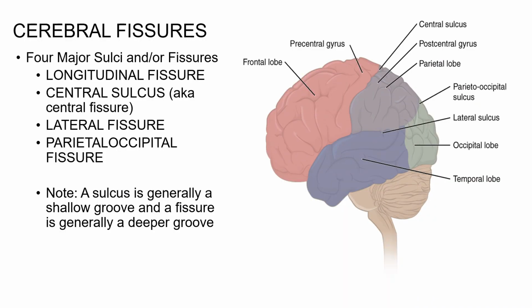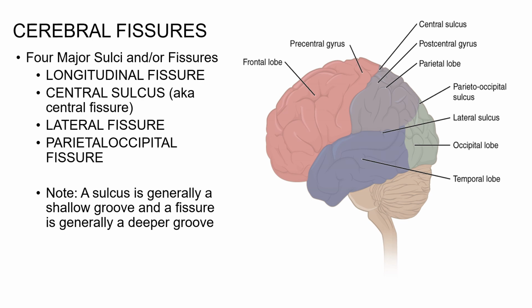Now that we have the lobes of the brain down and their functions, let's talk about some of the structures that separate these different lobes. I've already discussed the longitudinal fissure. Remember, the longitudinal fissure is the very deep increase that separates the left brain from the right brain. And on the next two slides, I actually have even better illustrations of that. So we'll come back to that one.